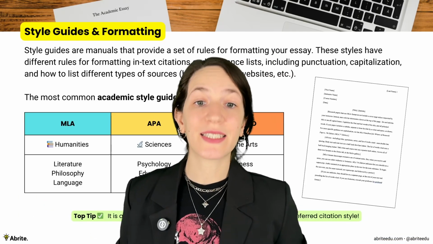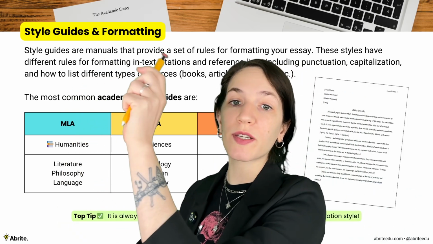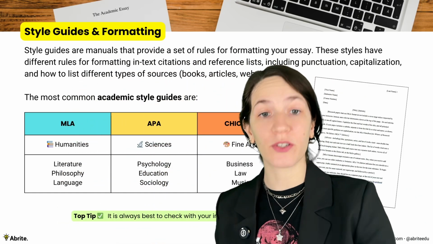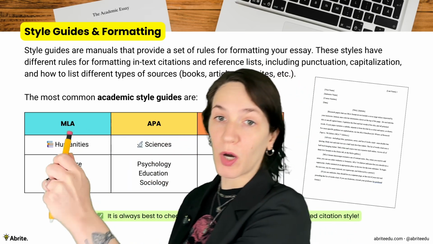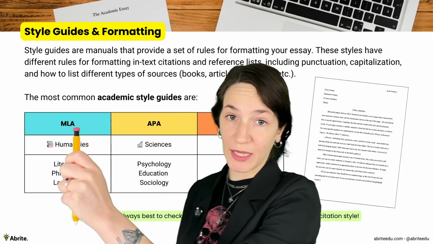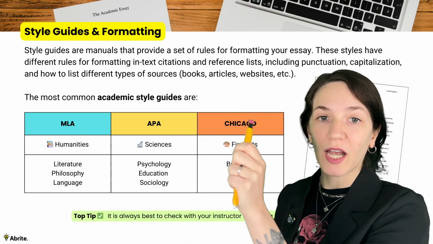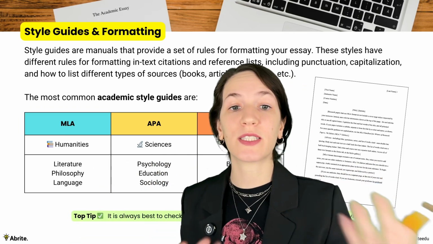Let's talk about them. Style guides like MLA, APA, and Chicago are manuals that provide a set of rules for formatting your essay, including your citations. The most common academic style guides are the Modern Language Association, MLA, the American Psychological Association, APA, and the Chicago Manual of Style. And each one is generally used for a different set of subjects.